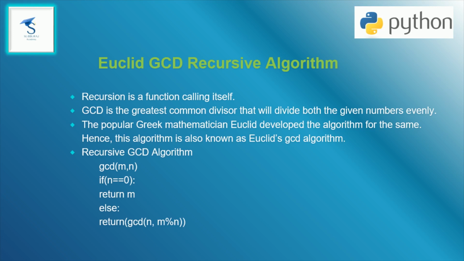Recursive GCD algorithm is as follows. GCD(m, n): if n equals 0, return m; else, return GCD(n, m%n). Main: 1. Get the two numbers. 2. If n greater than m, swap m, n. 3. Result equals GCD(m, n). 4. Print result.